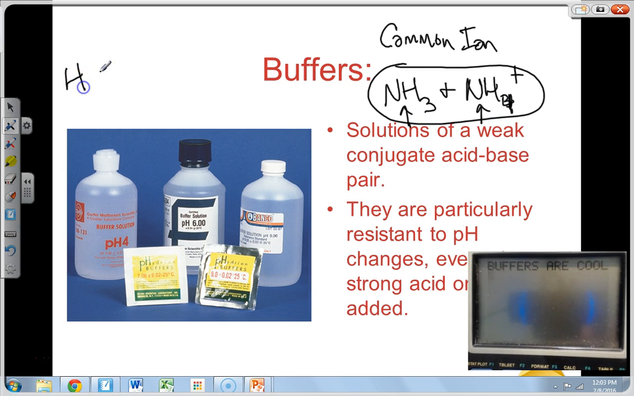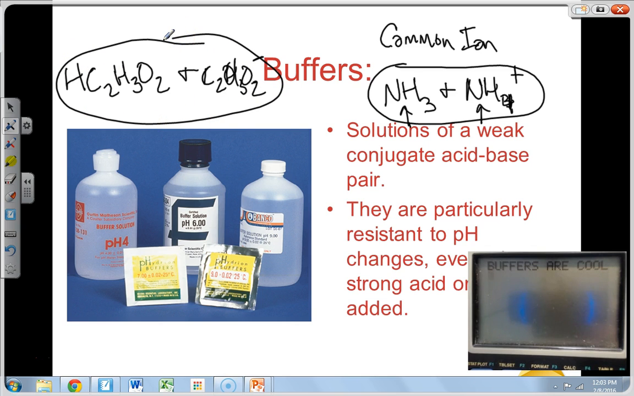Or if you have acetic acid mixed with acetate ion, CH3CO2 minus, this mixture is a buffer solution. And it doesn't have to be these two things in particular. It could be any mixture of a weak component and its conjugate. These just happen to be two common examples.